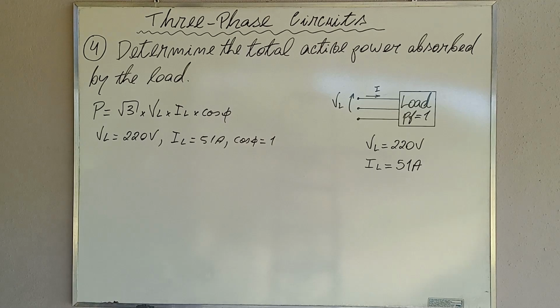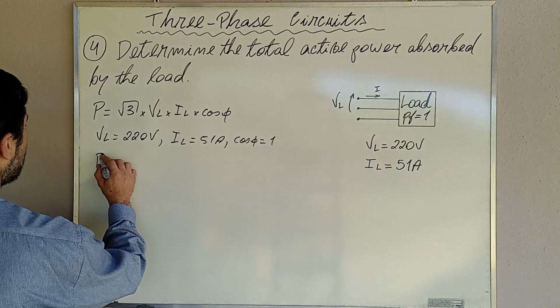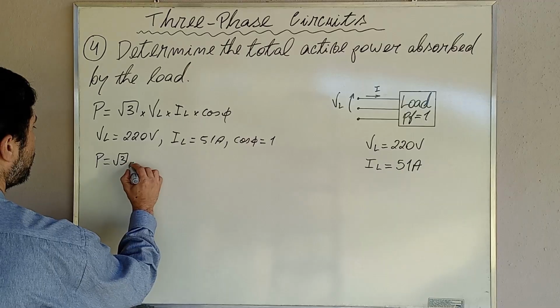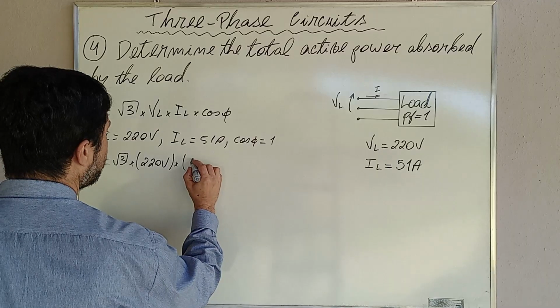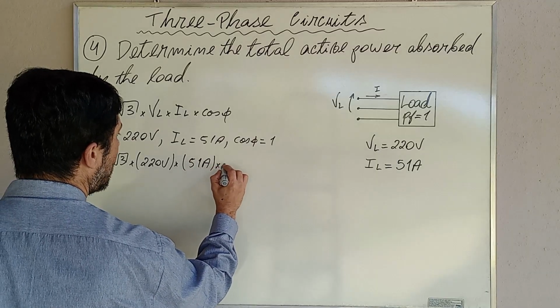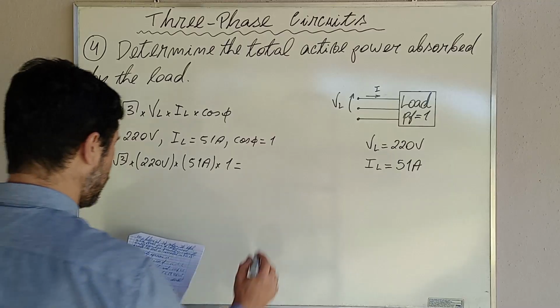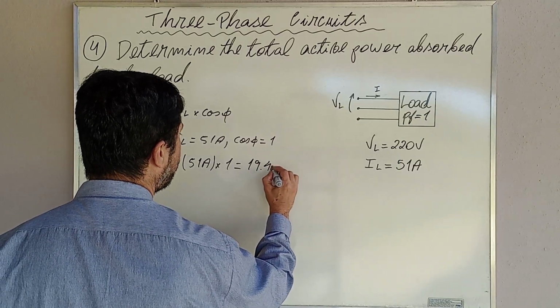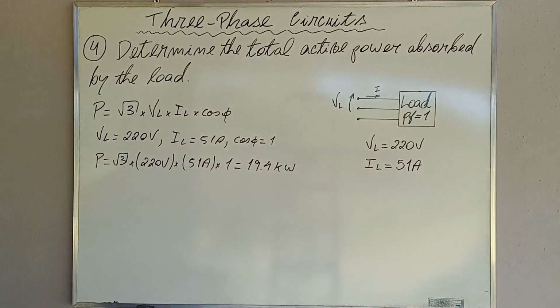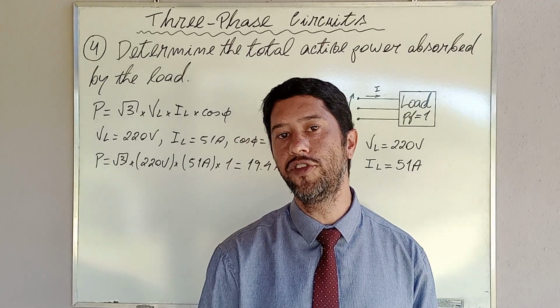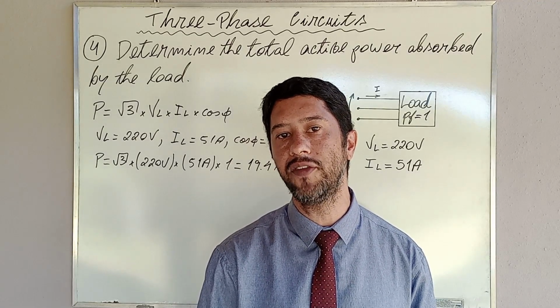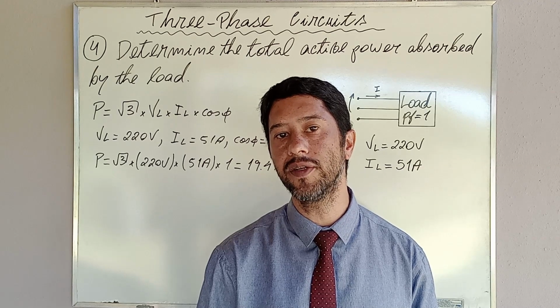If we calculate, we find that P is equal to the square root of 3 times 220 volts times 51 amps times 1, and this is equal to 19.4 kilowatts. Therefore, the total active power absorbed by the load is 19.4 kilowatts. And this is all for the debate of this exercise. Let's go to the next.